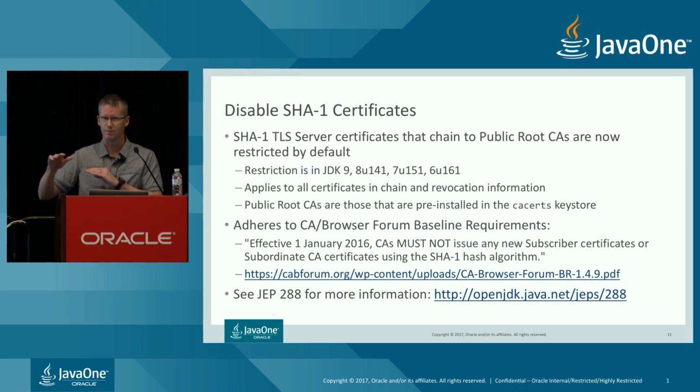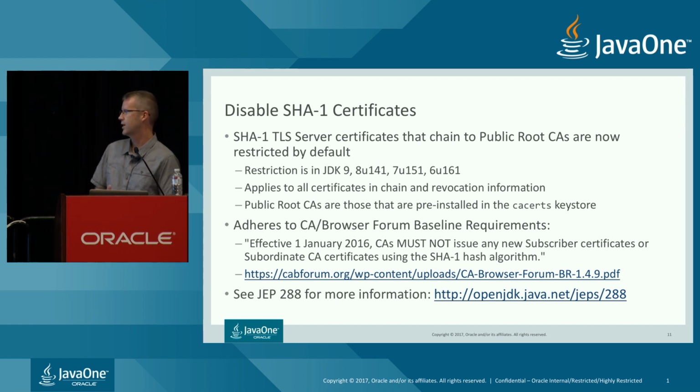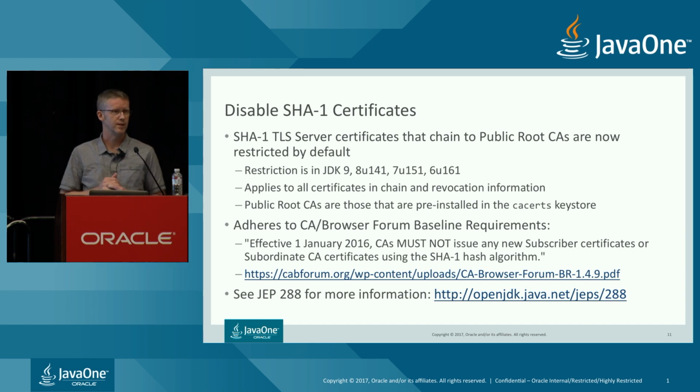Enterprise CAs usually take a little bit longer to adapt to restrictions, so we're giving them more time. This particular restriction adheres to the CA Browser Forum, which is a forum of CAs and browsers that come up with ways to use certificates more securely. They say, effective 1st January 2016, CAs must not issue any new subscriber certificates or subordinate CA certificates using the SHA-1 hash algorithm. More information about this feature can be seen in JEP 288. This was actually a JDK 9 feature, which we then have backported to our earlier releases.